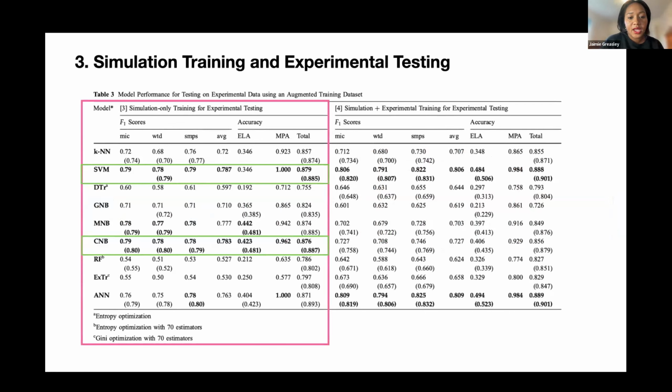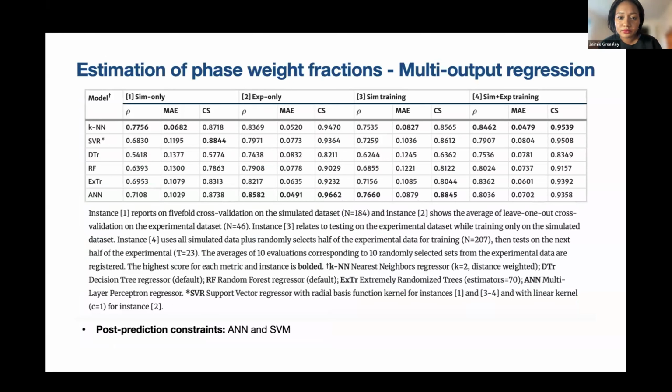Again, it's not too different in the performance of the ANN. The ANN was like a certain number, and then the SVM just did slightly better in this scenario. And for this final scenario, the SVM and the ANN, for phase fraction prediction. Okay, so these are the three metrics: the rho, the mean absolute error, and the CS.